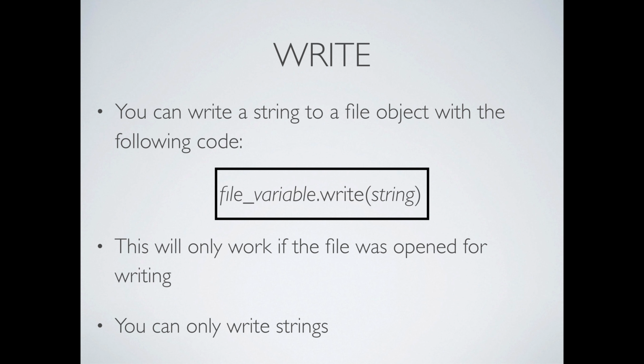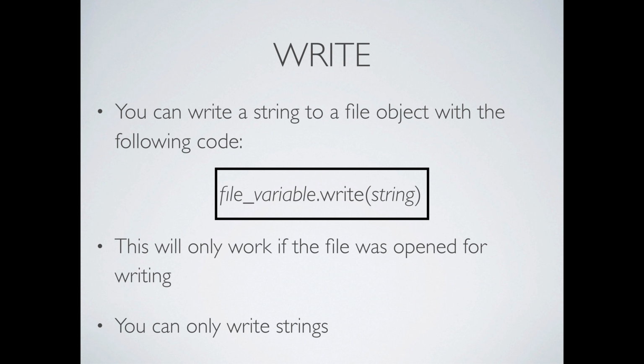The way you write to a file, assuming that we've already opened the file and created the file object earlier on, is this general form. The file variable is the same variable that you used with open, and then you just do .write. This is a built-in Python command, and the argument that you give it is whatever you want to write to the file.